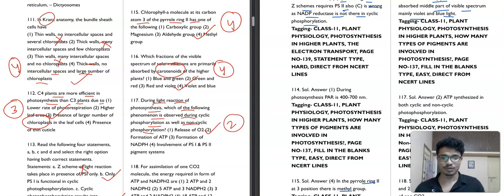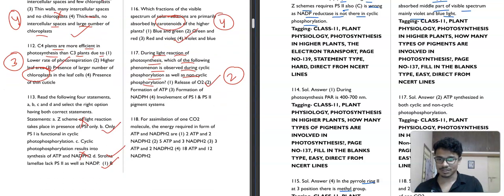Formation of NADPH, no. In cyclic there is nothing. Then involvement of PS2 and PS1: in the Z scheme only PS1 and PS2 are there, but not in the others. So formation of ATP will be our correct answer for this question.